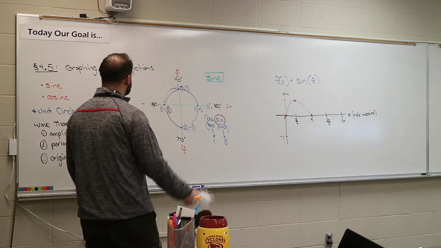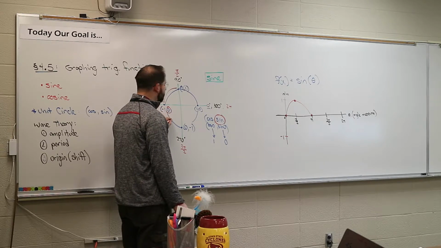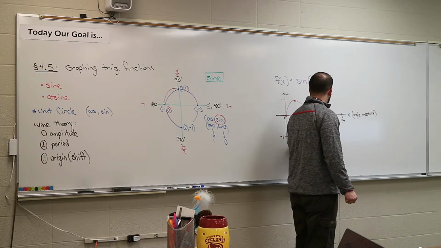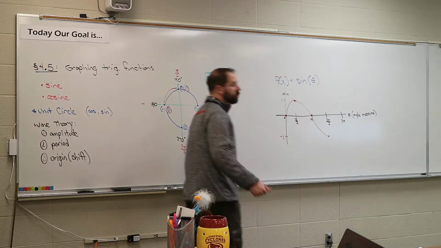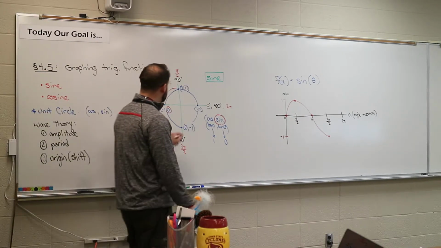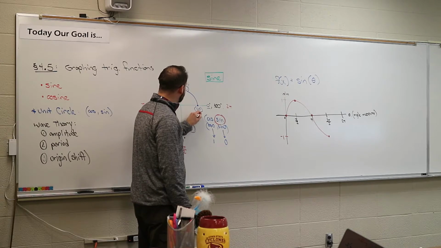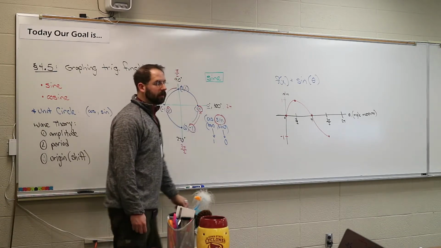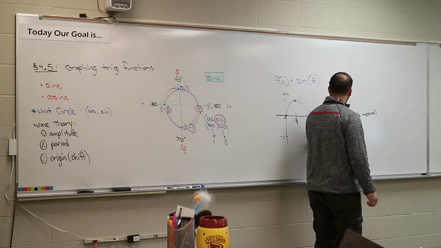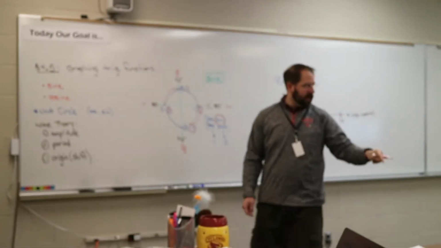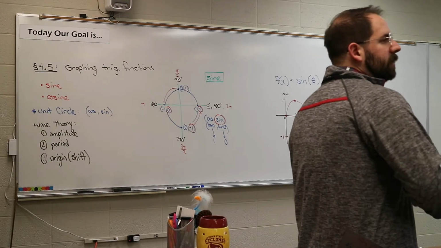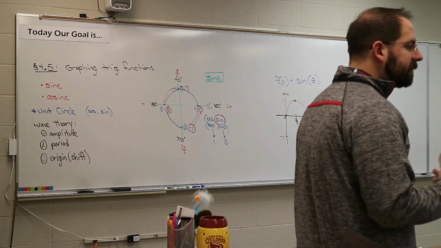Now, as I go past pi, it goes to -1. So now it's going down below, and it's going to -1 once it hits 3 pi over 2. That's 270. And then as we get back to 360, what's my second answer? 0. So we're back to 0 again. This picture is one unit length of the sine function. It's a wave. Obviously we continue right and left.